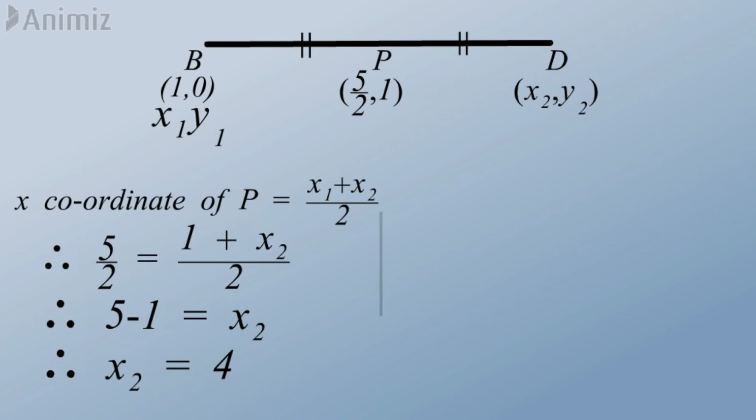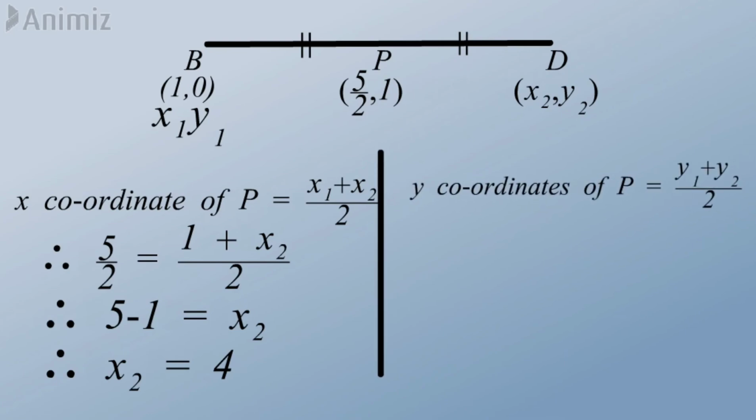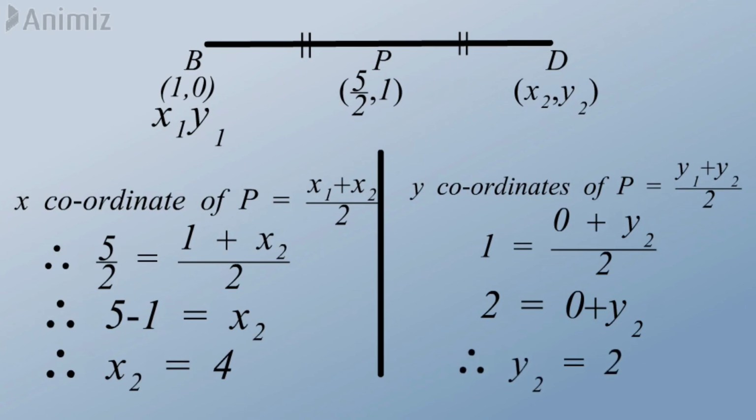Now in the same way you can proceed for the y coordinate also. When you substitute the values, it will be 1 equal to 0 plus y2 by 2. So 2 will get multiplied with 1. So 2 equal to 0 plus y2. So your y2 value is 2. So x2 and y2 indicate the point D. So the coordinates of D are 4, 2.